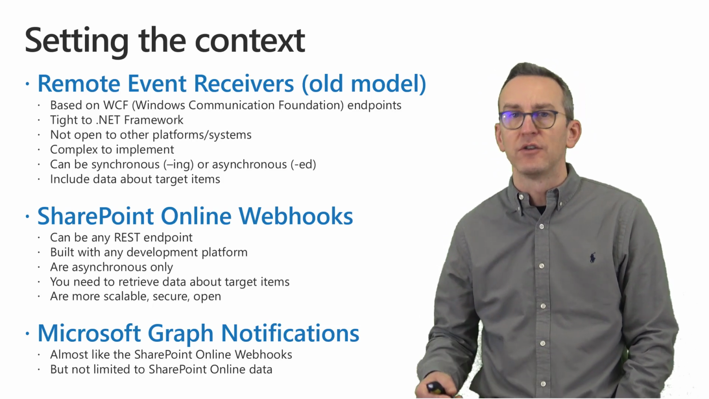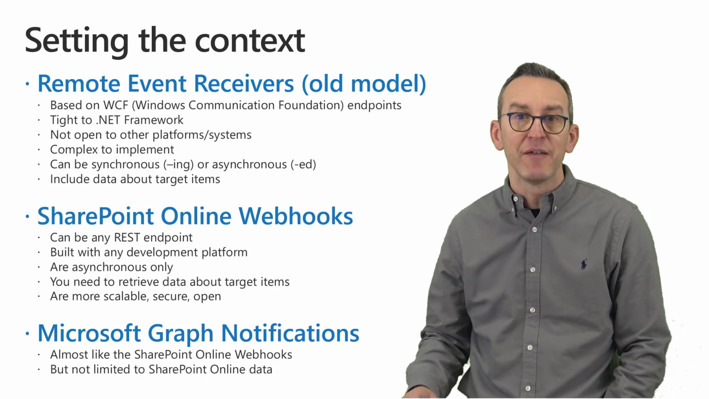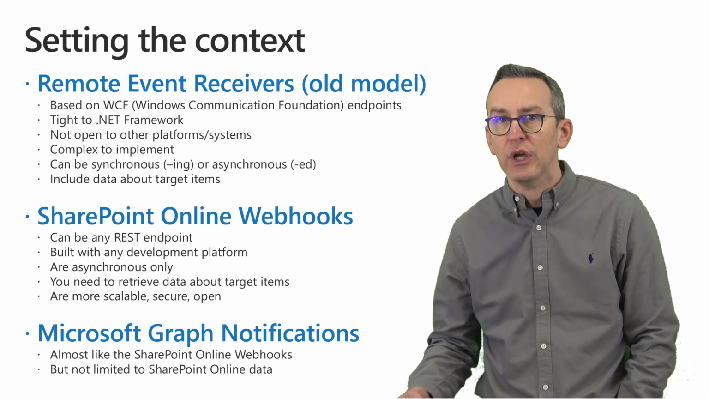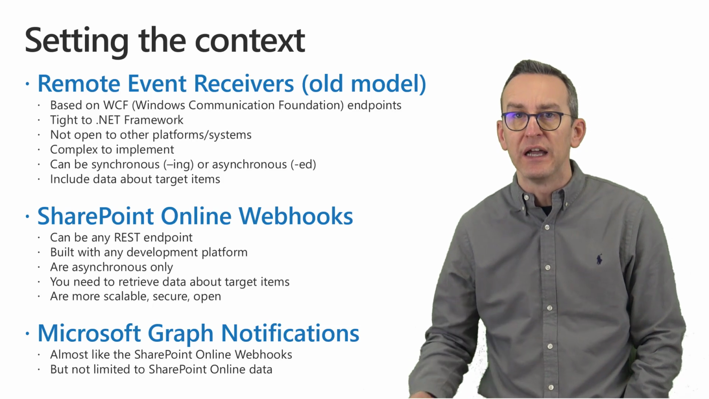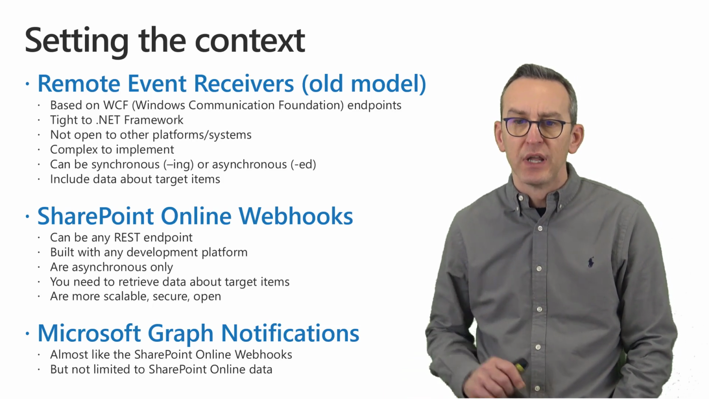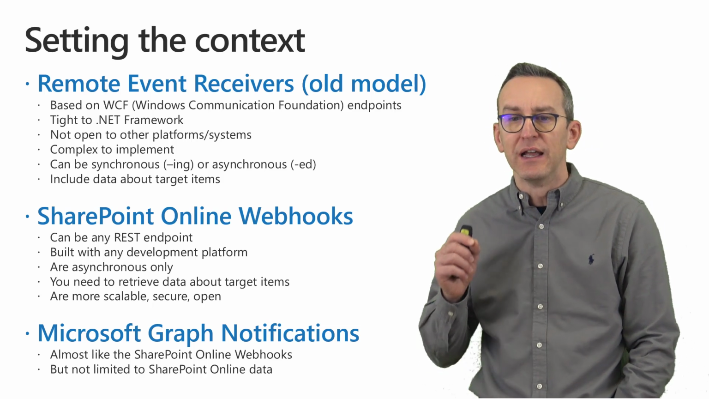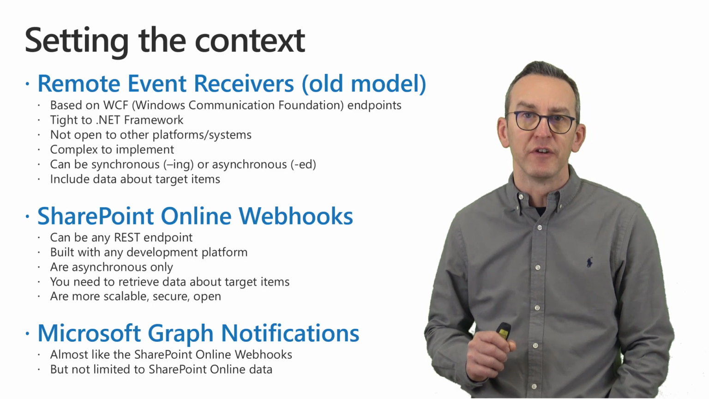So you will not get all of the information about the item, but you will simply get a notification that something happened on the SharePoint side, and then it will be up to you to contact SharePoint Online and retrieve the actual new data that you are interested in. This model is really heavily scalable, faster and secure compared to the remote event receiver model.